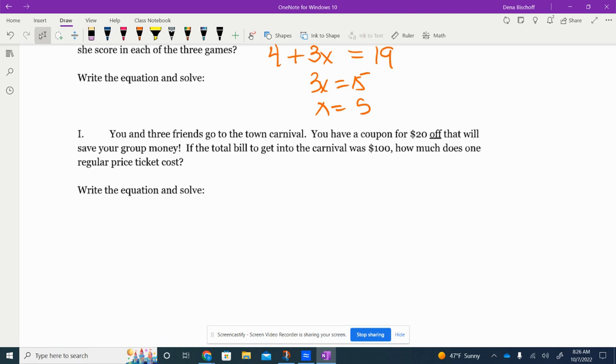Okay. You and 3 friends go to the town carnival. You have a coupon for $20 off, and that will save your group money. If the total bill to get into the carnival was $100, how much does one regular ticket price cost? How many tickets are you buying? It's you and 3 of your friends. So you're buying 4 tickets, 4 times the regular cost, but you have a coupon for $20 off. And you only spent $100. That's what that looks like. You're trying to figure out the cost of a regular ticket price.